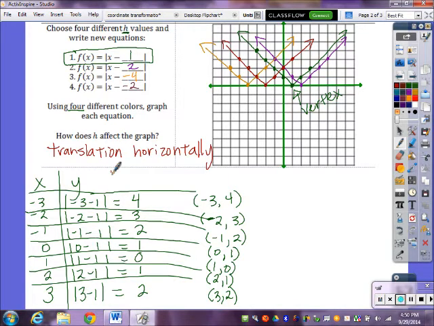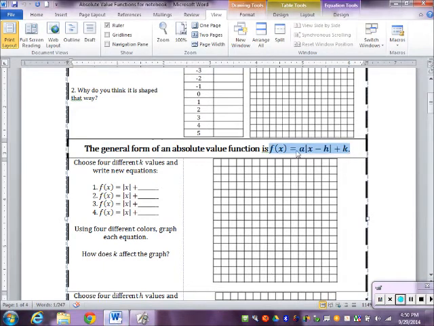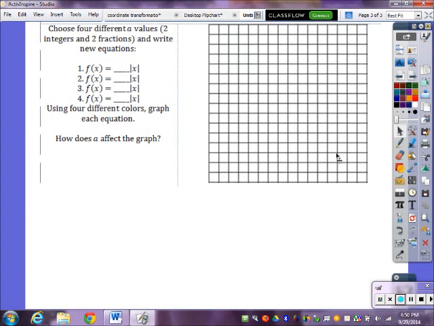Okay, the last variable that we have to figure out what it does is a. And if I look at the worksheet, a is this number here outside of the absolute value bars. So it's going to be multiplied. And so, again, I'm going to make my t-table, or t-chart, or table, whatever you call it. And I'm going to fill it in.